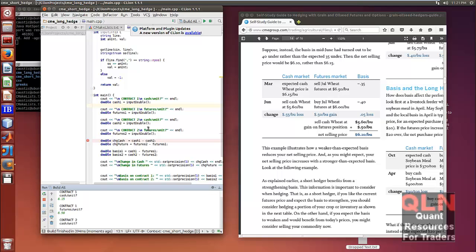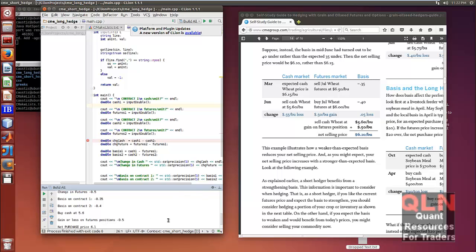Second cash price is 560, and then $6 for the future on the second contract, and you'll see our calculation seems to work okay. Cash, 55 cents. Change in the futures, 50 cents. Looks like it's backwards for some reason, but we can figure that out. Negative 35 on the basis.